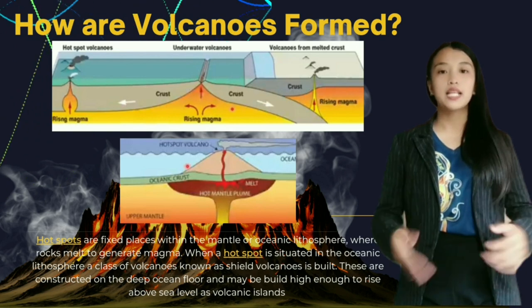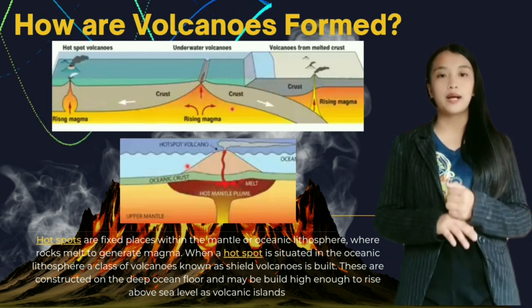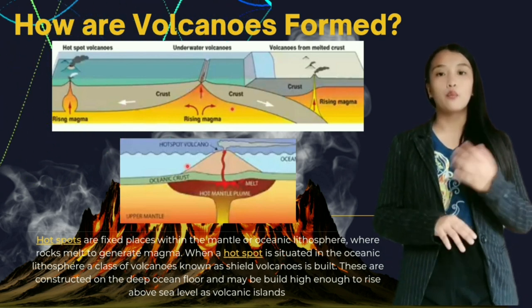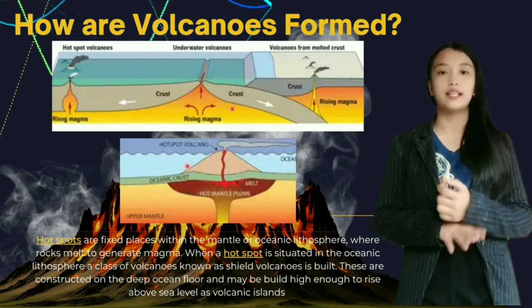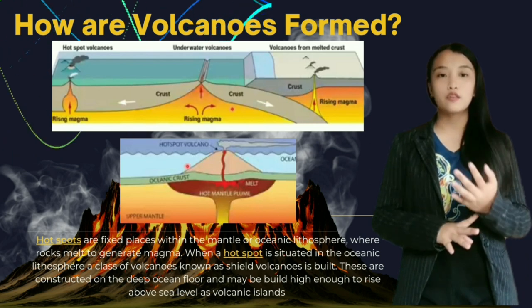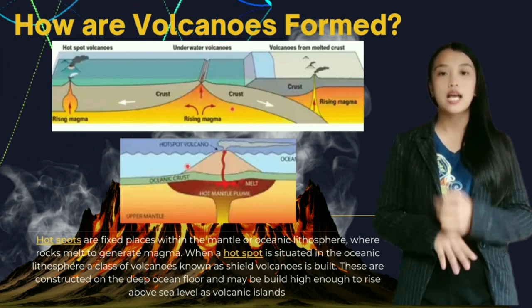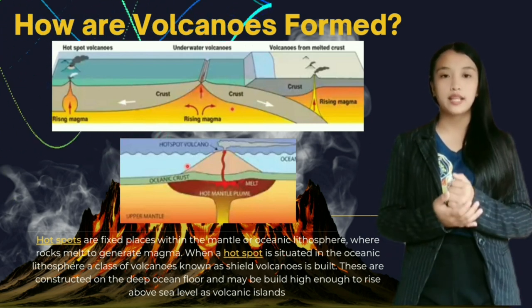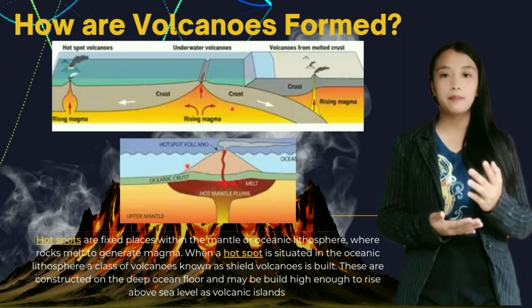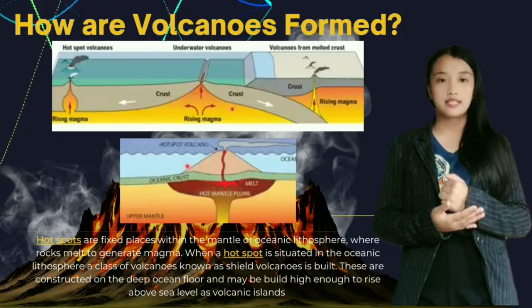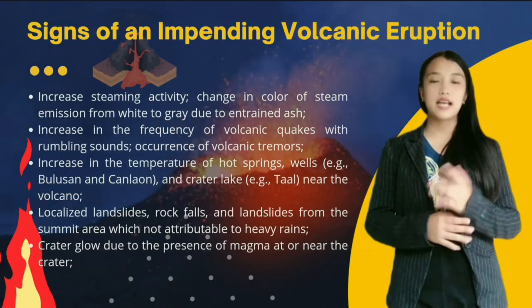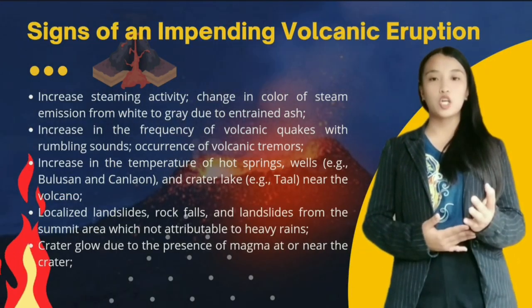When we say hotspot, these are fixed places within the mantle or oceanic lithosphere where rocks melt to generate magma. When a hotspot is situated in the oceanic lithosphere, a class of volcanoes known as shield volcanoes is built. These are constructed on the deep ocean floor and may be built high enough to rise above sea level as volcanic islands. So now, let's discuss the signs of an impending volcanic eruption.